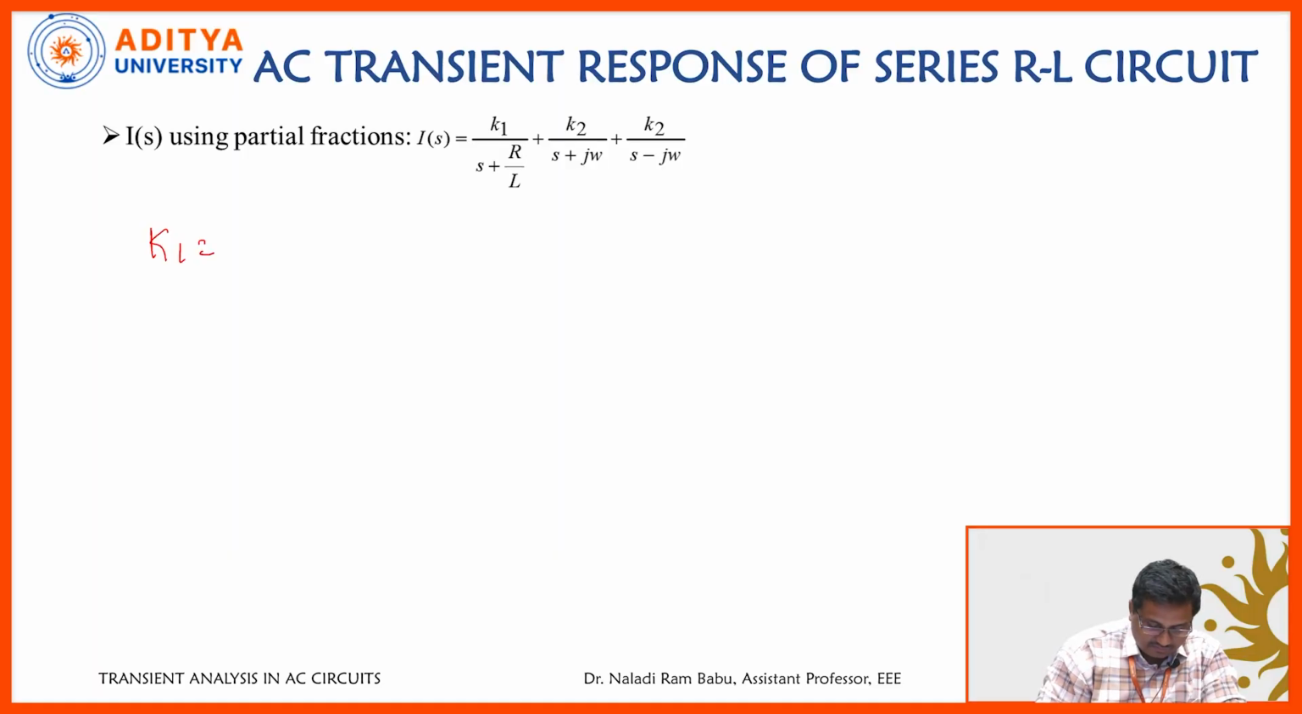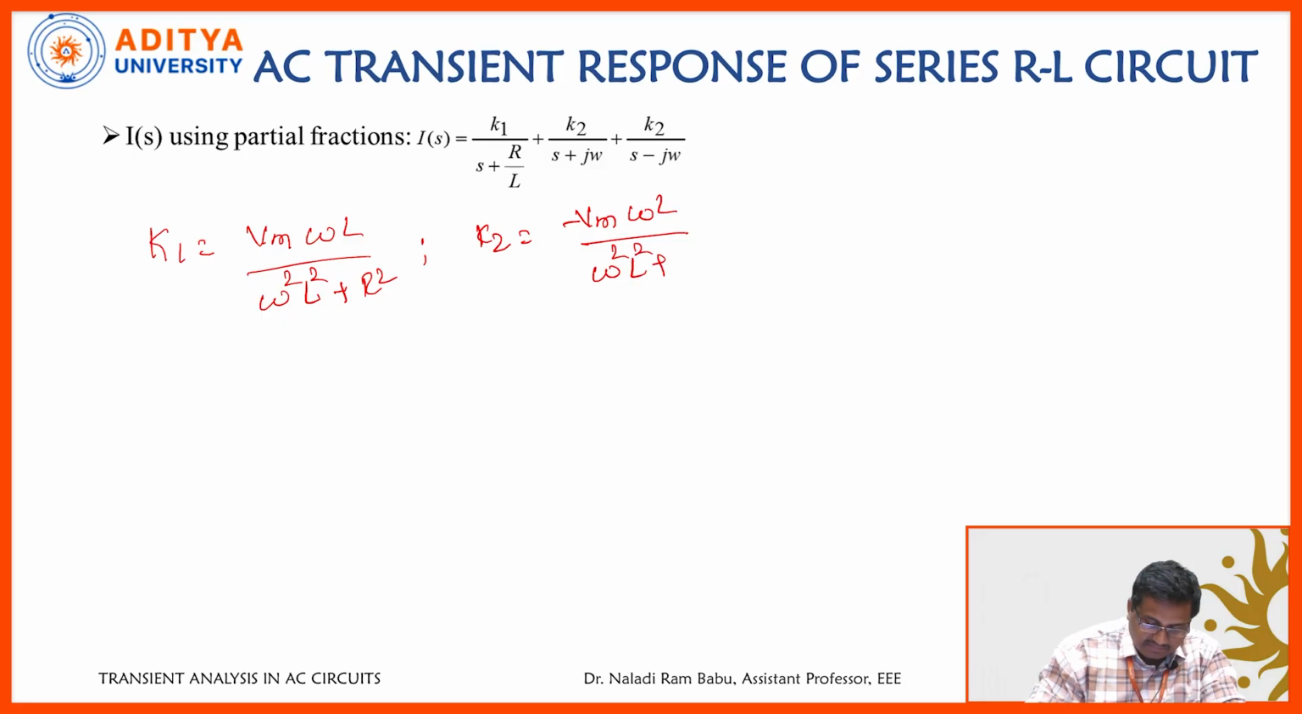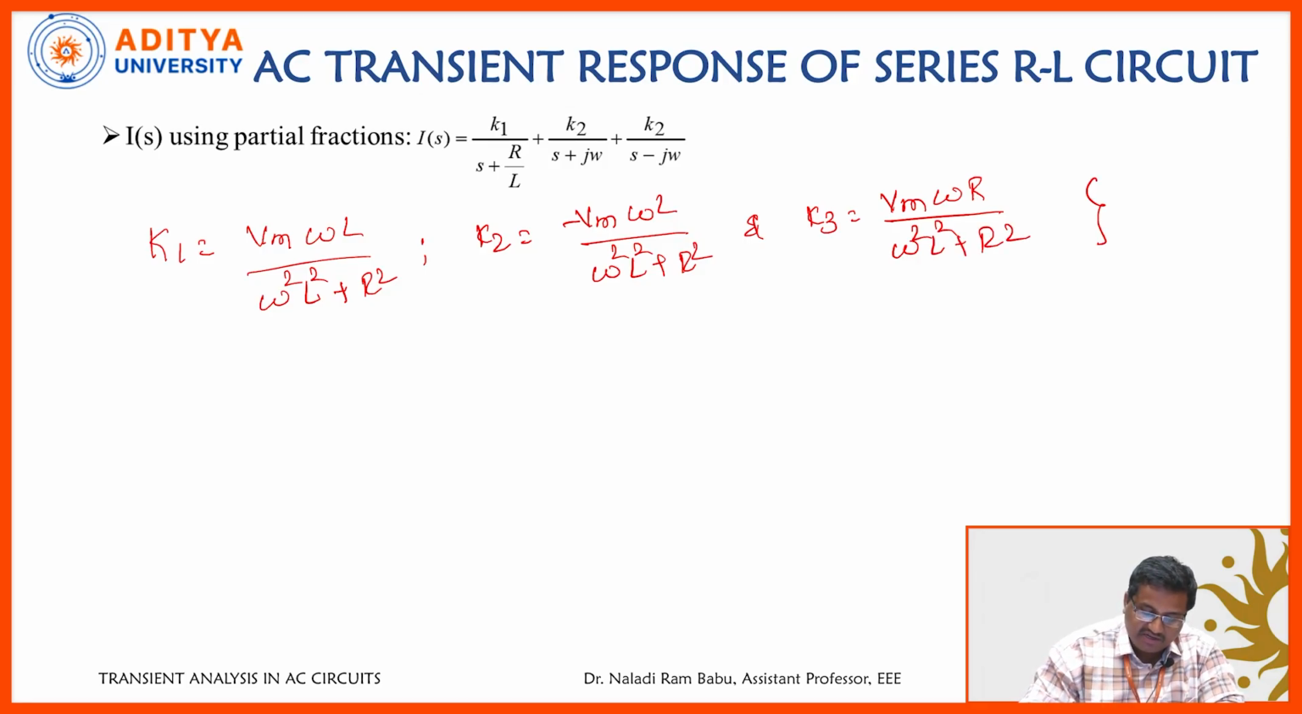K1 is equal to Vm omega L by omega square L square plus R square, whereas K2 is minus Vm omega L by omega square L square plus R square, and K3 is Vm into omega R by omega square L square plus R square. Now I need to substitute all these K1, K2, K3 values in this expression, and let me substitute it here and you will get an idea.